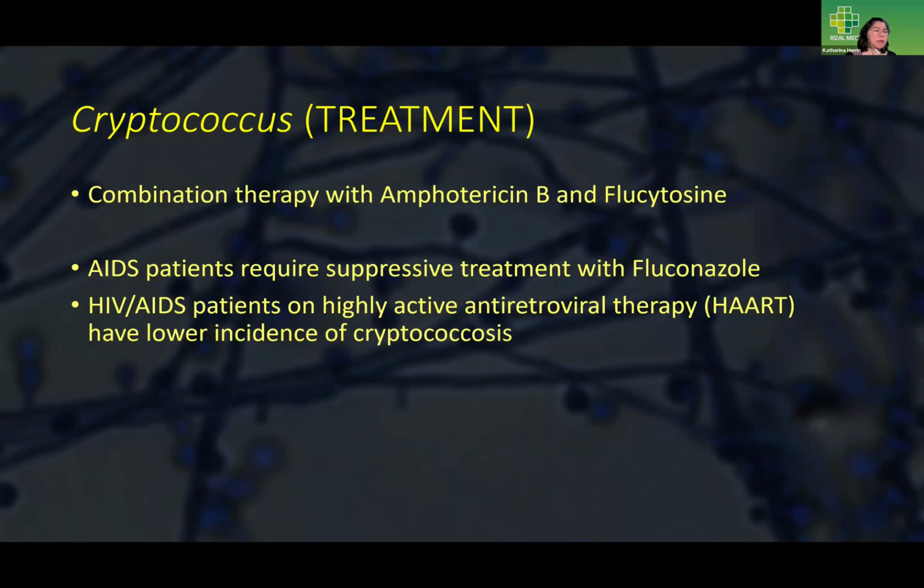Combination therapy with amphotericin B and flucytosine has been considered the standard of treatment for cryptococcal meningitis, although the addition of flucytosine remains controversial. Inadequately treated AIDS patients will almost always relapse when amphotericin B is withdrawn, and they require suppressive therapy with fluconazole.